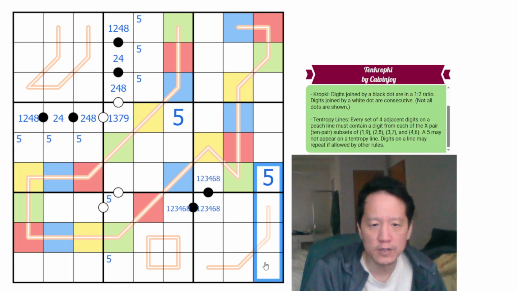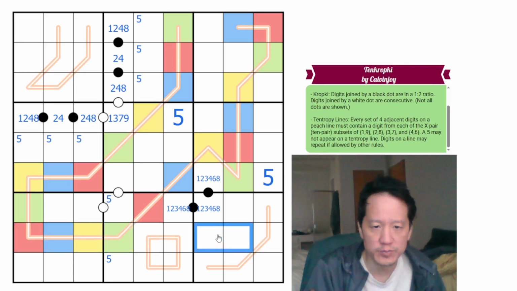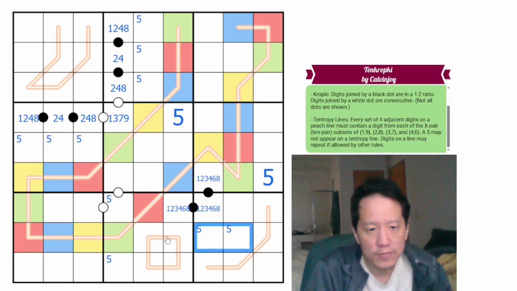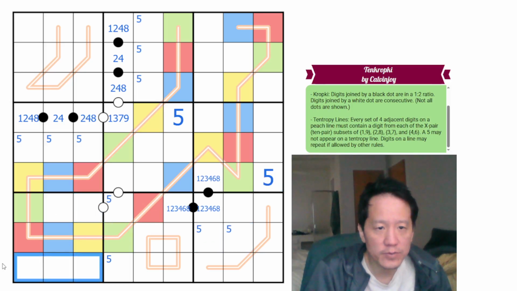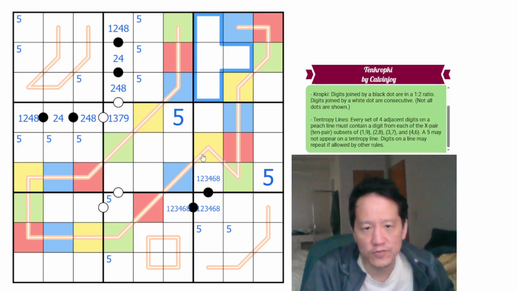5 cannot be here. Where is the 5 in row 8? It cannot be any of these cells because they're Tenkropki lines. Can't be here, so it must be one of these two. Has to be one of these 5. And it has to be one of these 3. 5 can be any of these. That's fine.